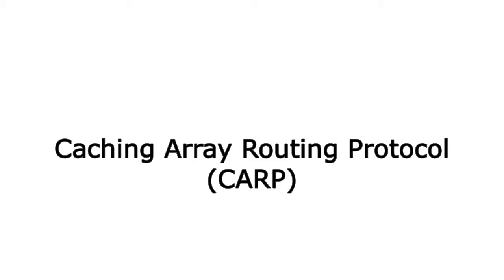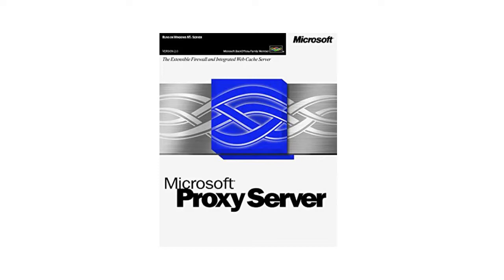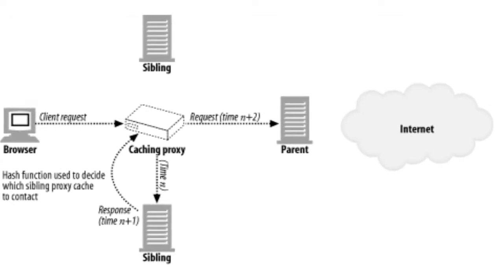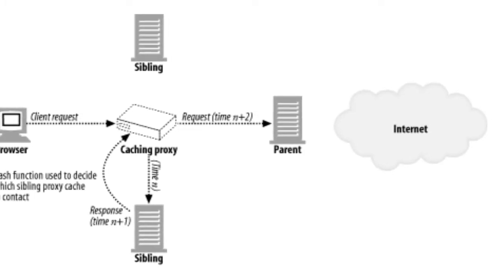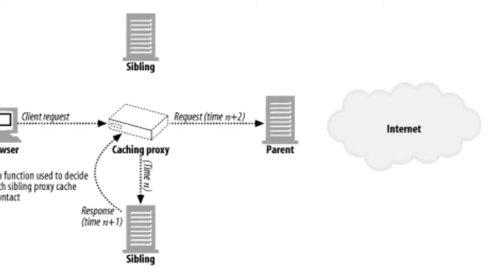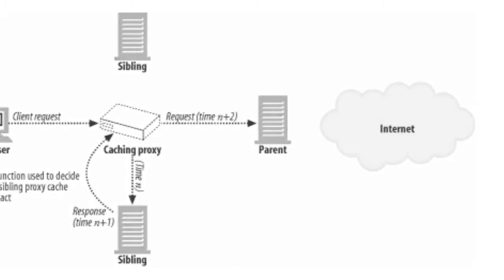Caching Array Routing Protocol. Caching Array Routing Protocol, also known as CARP, is a protocol developed by Microsoft and implemented in Microsoft Proxy Server that allows multiple proxy servers to be arrayed as a single logical cache for distributed content caching. Caching Array Routing Protocol is implemented as a series of algorithms that are applied on top of Hypertext Transfer Protocol. CARP allows a web browser or downstream proxy server to determine exactly where in the proxy array the information for a requested uniform resource locator is stored.